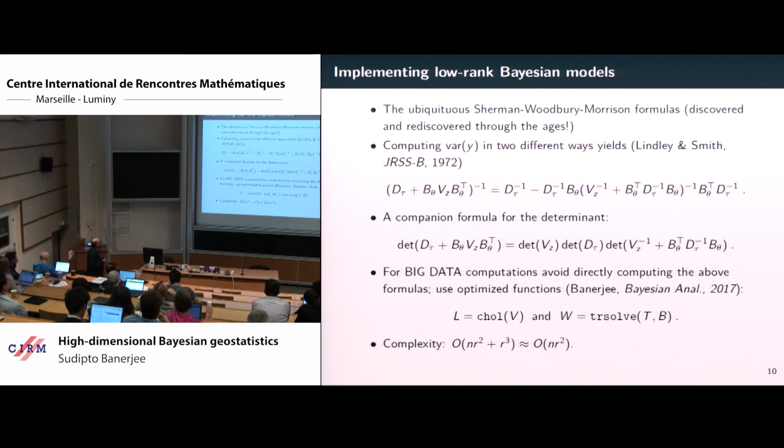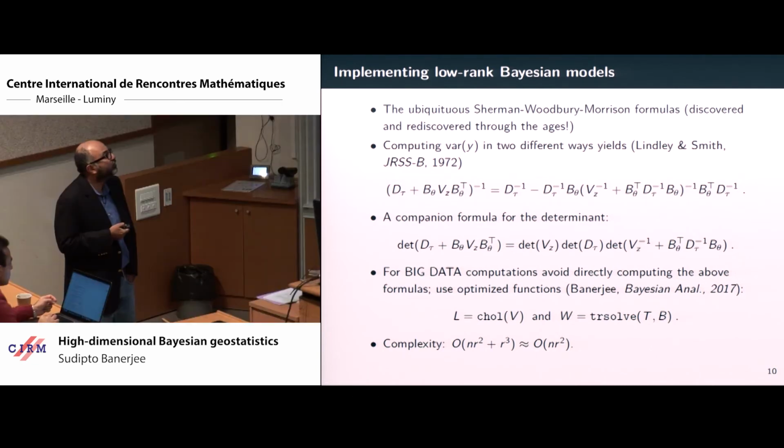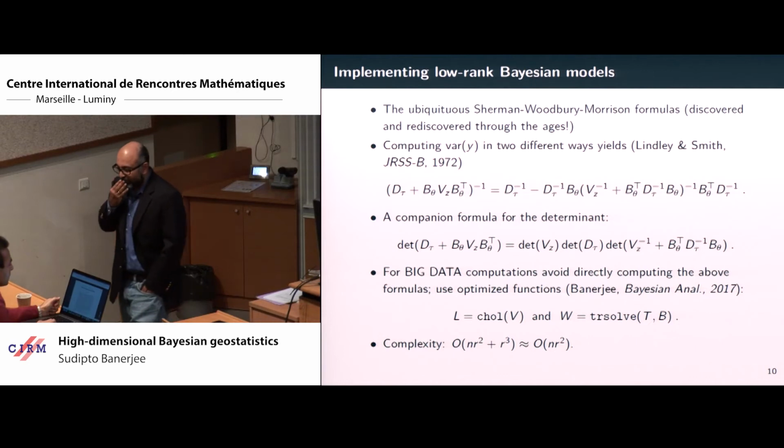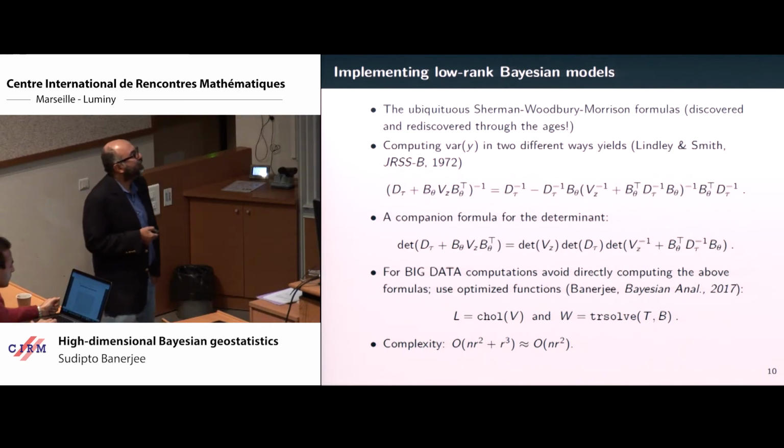The nice thing about this in the Bayesian context is there's a very nice Bayesian derivation of this, which was from Lindley and Smith, but actually Chris's book also has this in probably an exercise or something, if I recall. Just take the variance of y in two different ways from the previous model, and you will find this. Now, when you are looking at millions of observations, though, you have to be a little careful in actually computing this.